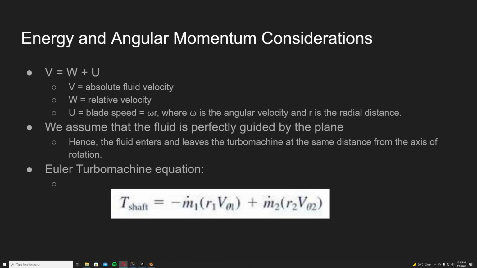In this chapter, we assume that a fluid is perfectly guided by the plane. This means that fluid enters and leaves the turbo machine at the same distance from the axis of rotation. The Euler turbo machine equation is really important. It is represented below, and in it we have T, the shaft torque, equaling, where a negative is equal to inflow, the mass flow in times the radius r1 times the velocity theta, plus the mass flow 2 times the radius 2 times the velocity out. But this velocity is, of course, angular velocity.